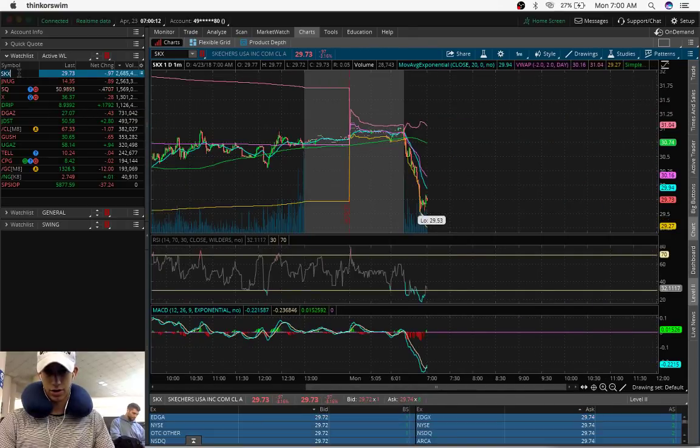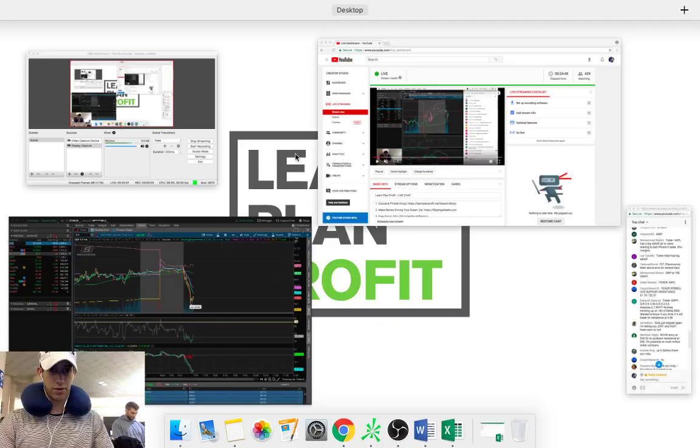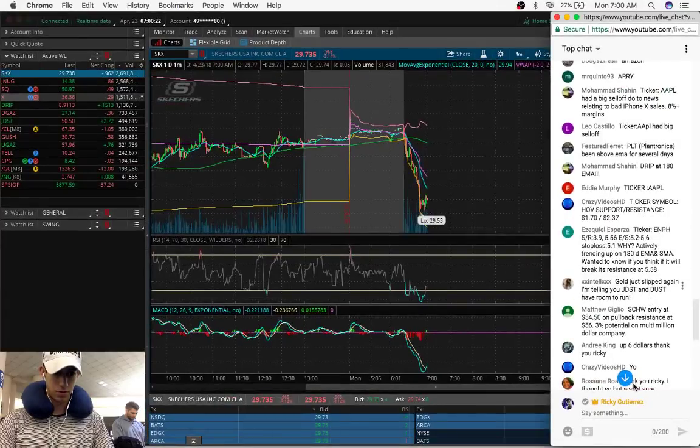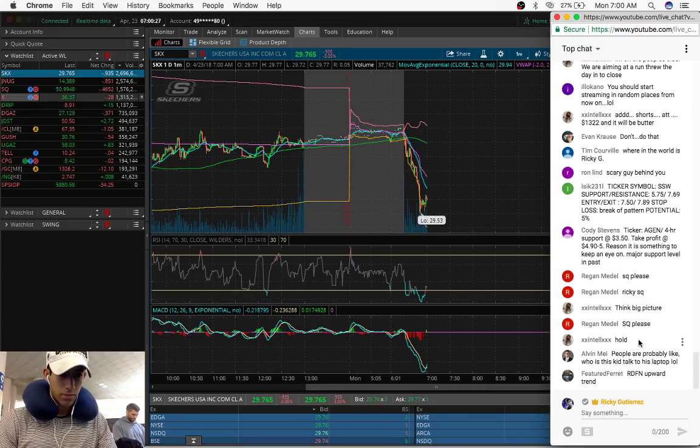SKX just got rejected and had another great sell-off. Yeah, there's a lot of things that are selling off, so let's just make sure that if you don't see value in anything, don't force the trade. So we just broke SQ.